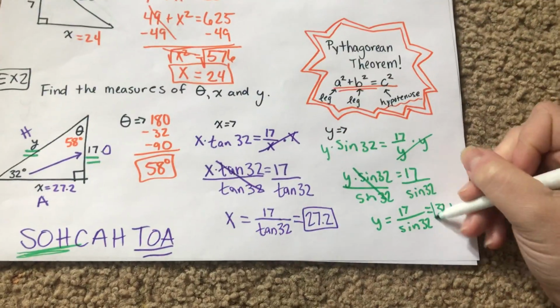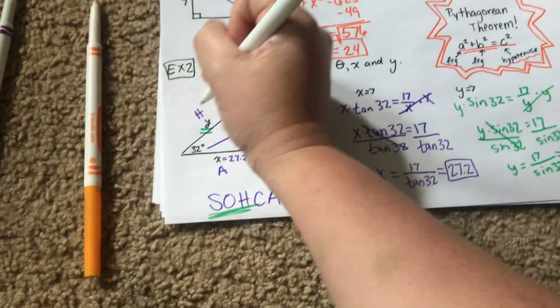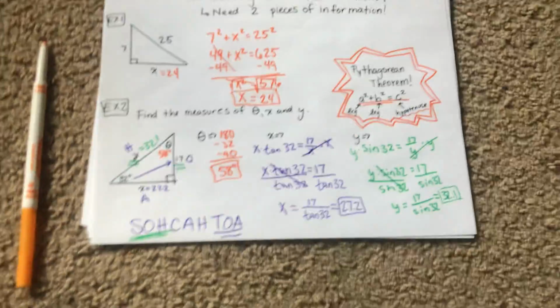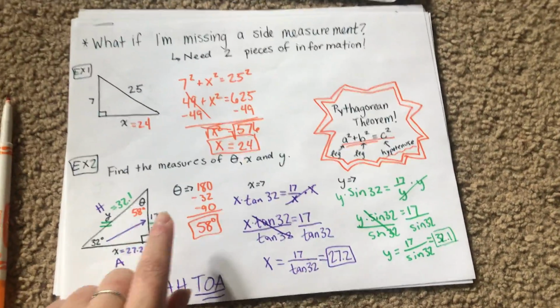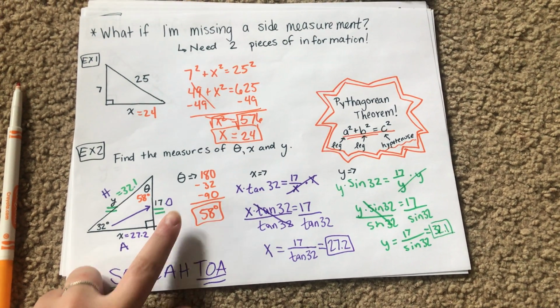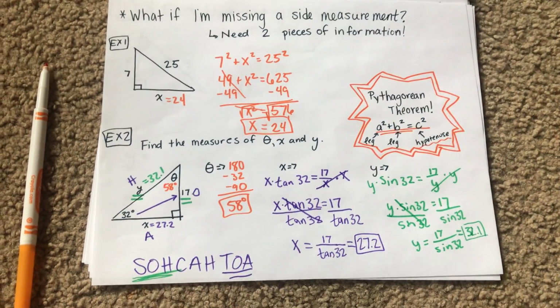Awesome. So now I've figured out all my sides. I've figured out all my angles, and as you can see, we can always check our work. Our hypotenuse should be the longest side, so that 32.1 is bigger than 27.2 and 17, so we're probably right.